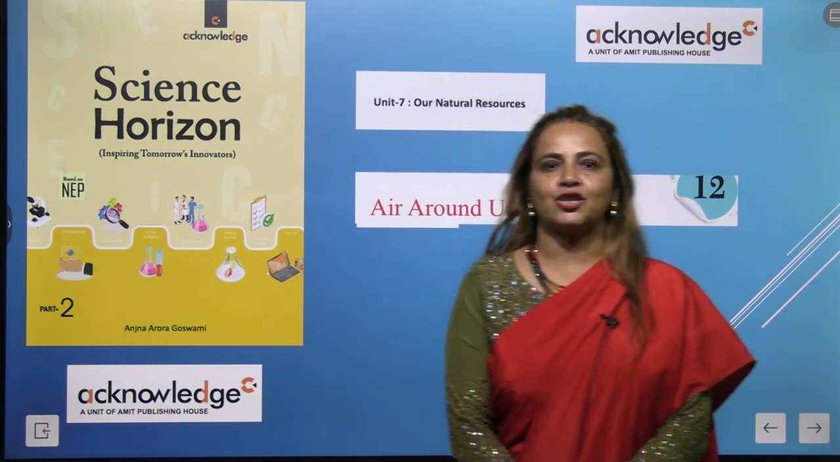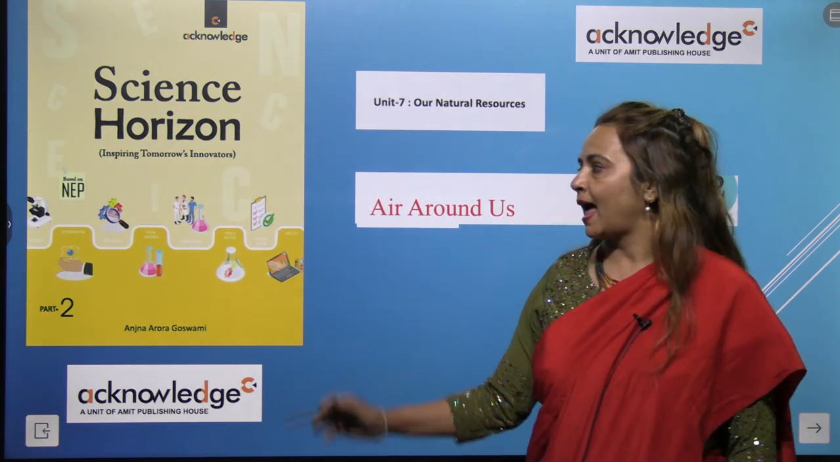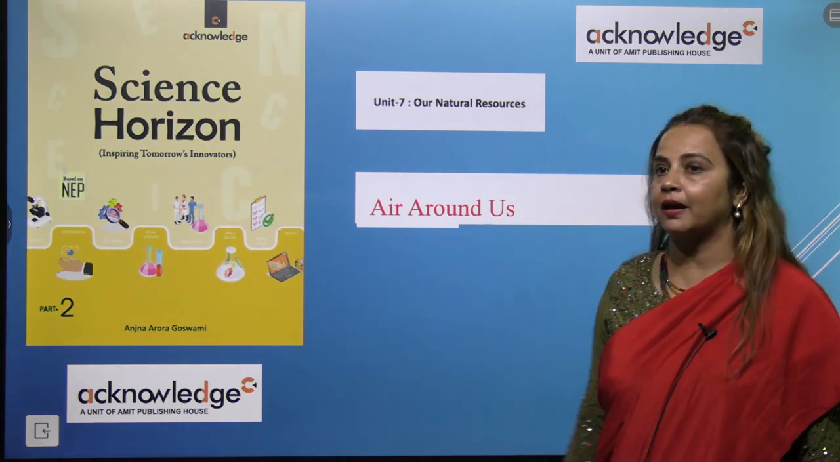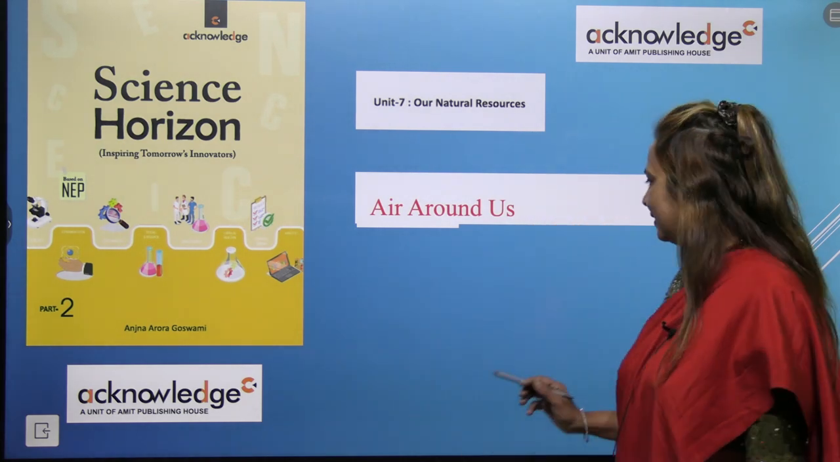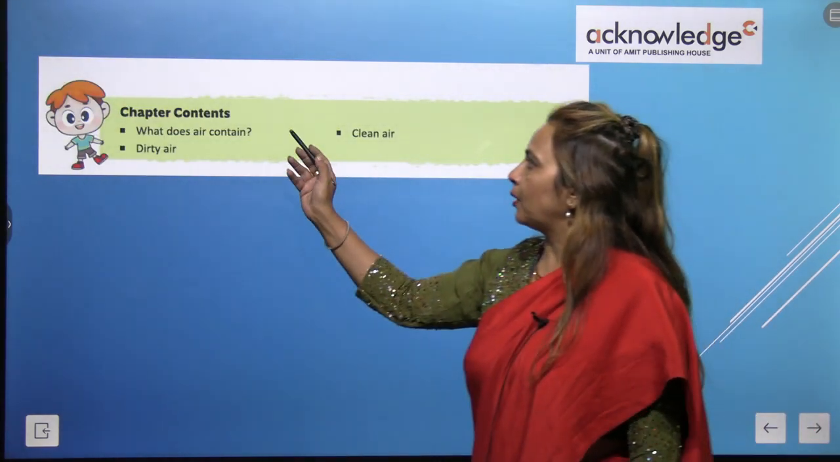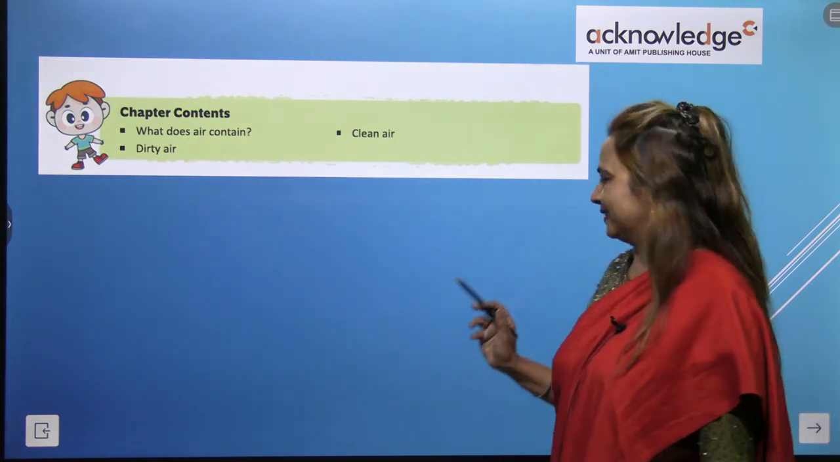Again, I'm your Charu Man, your science teacher, teaching you science from the book Science Horizon by Amit Publications. Your next chapter is Air Around Us. I hope you all are ready for this chapter. Let's have a look at what is in the chapter. The chapter contains: what does the air contain? Dirty air and clean air.